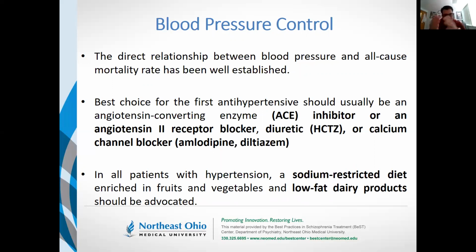So, for example, lisinopril, that's your ACE inhibitor. If they don't tolerate that, you can change to losartan or valsartan, which are ARBs. We have diuretics, such as hydrochlorothiazide, that's very commonly prescribed, or calcium channel blockers, such as amlodipine or diltiazem. In all patients with hypertension, a sodium-restricted diet enriched in fruits and vegetables and low-fat dairy products should be advised.